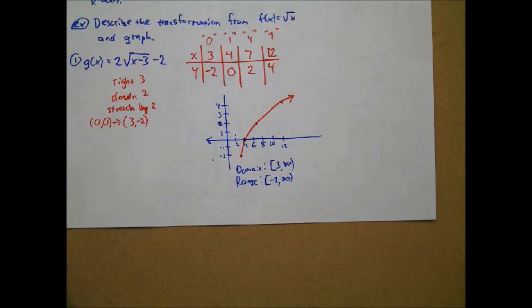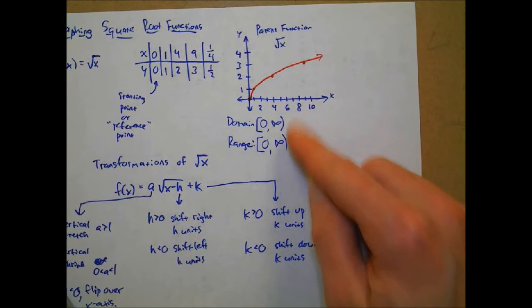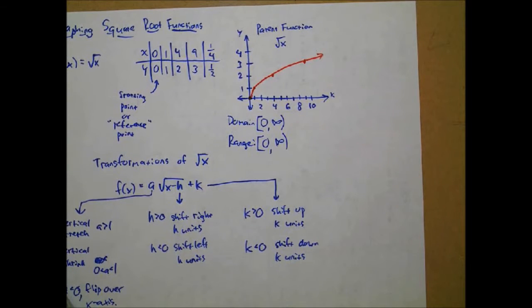What was I didn't get the domain. First one is just 0 to infinity, 0 to infinity. Sorry about forgetting that there, guys.